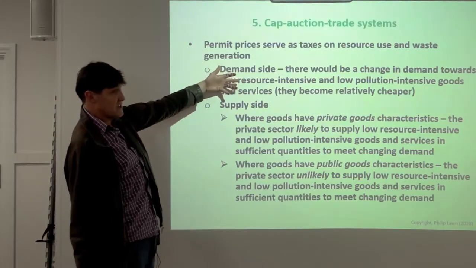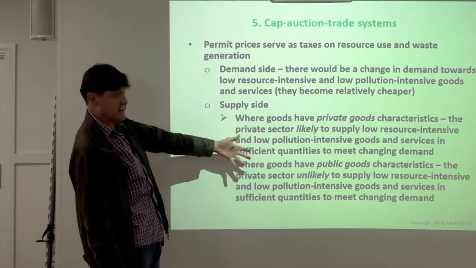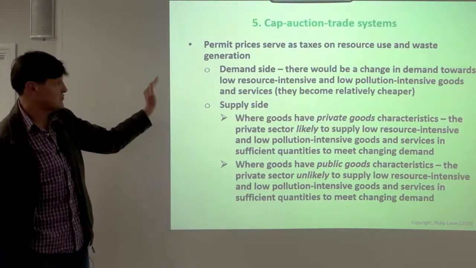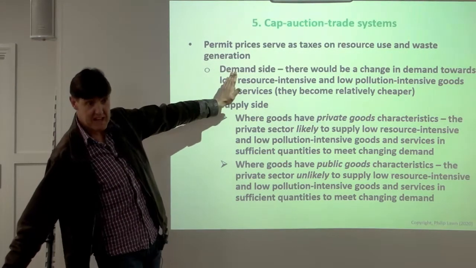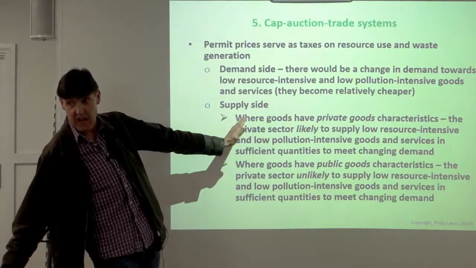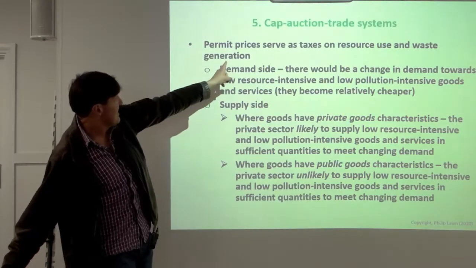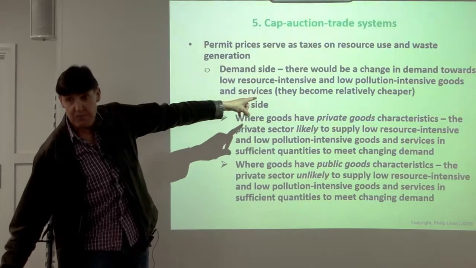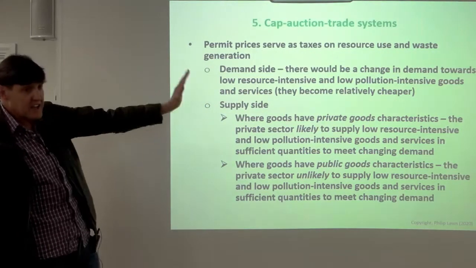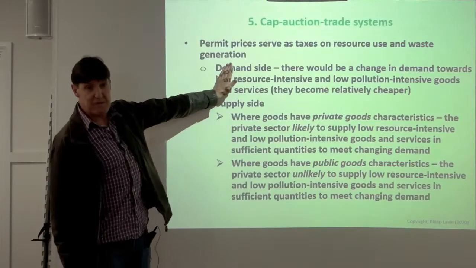Now, of course, there's a demand side of markets and the supply side, and a lot of this is not fully understood. On the demand side, people just look at the demand side. They neglect the supply side. They think, okay, this would increase the price of highly pollution-intensive and resource-intensive goods and services, right? Because to produce them, the firms would have to buy lots of permits, and that would increase the cost of production, and they would pass that on in the price of final goods and services. So most people recognise that.